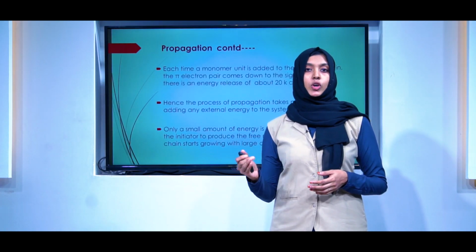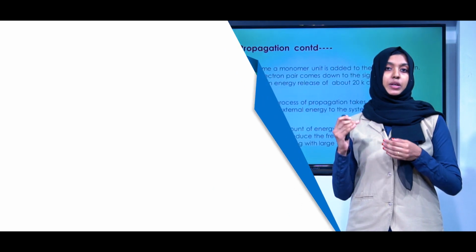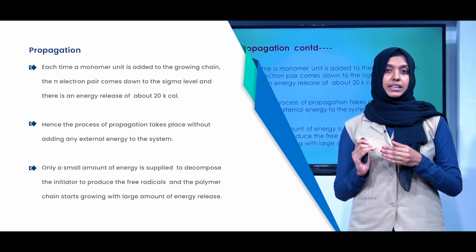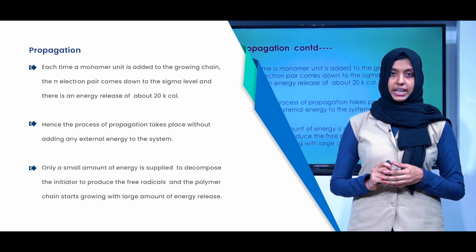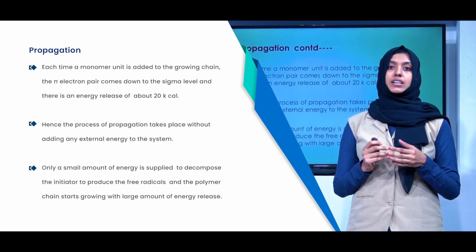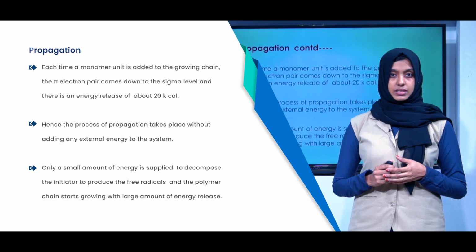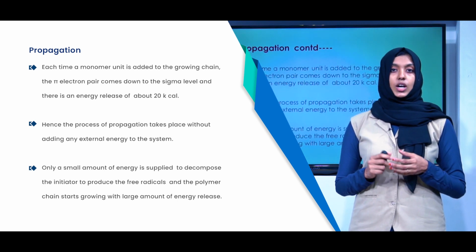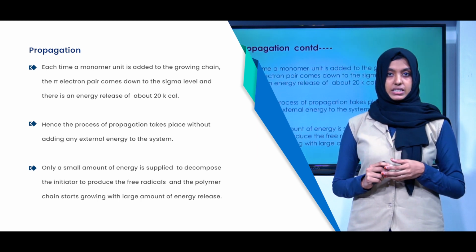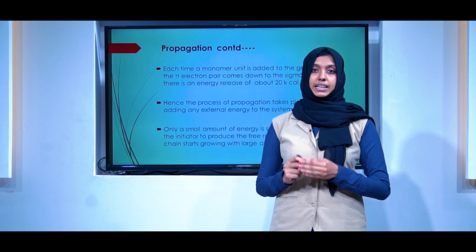Each time a monomer unit is added to the growing chain, the electrons come from the higher pi level to the lower sigma level, and there will be a release of energy of 20 kilocalories. Hence, there will be no requirement of any external source of energy for this propagation. This is a greater advantage of polymerization. The only energy required for this reaction is the small amount of energy that we apply to decompose the initiators to yield the free radicals.